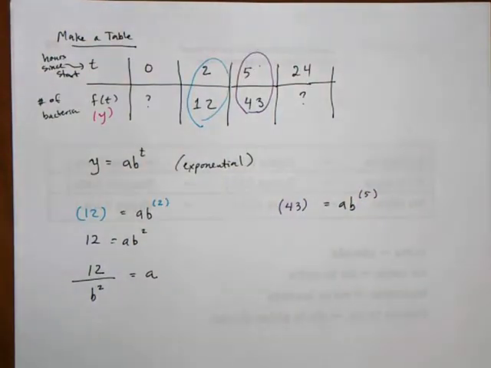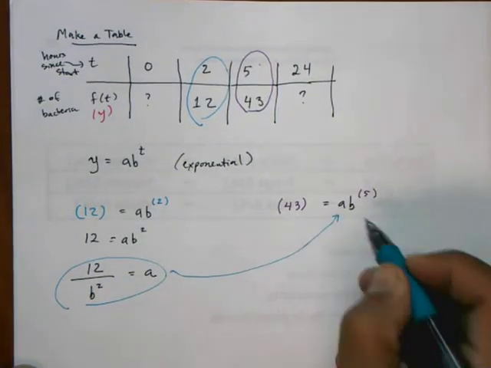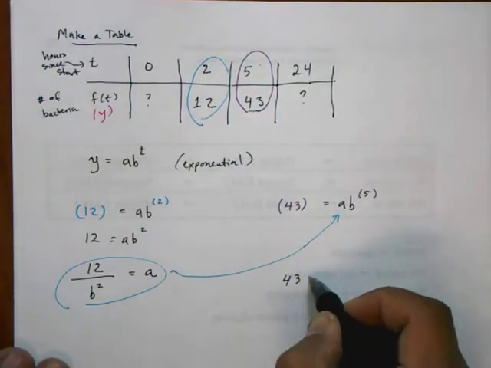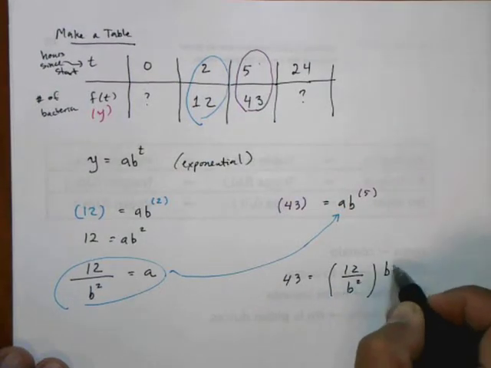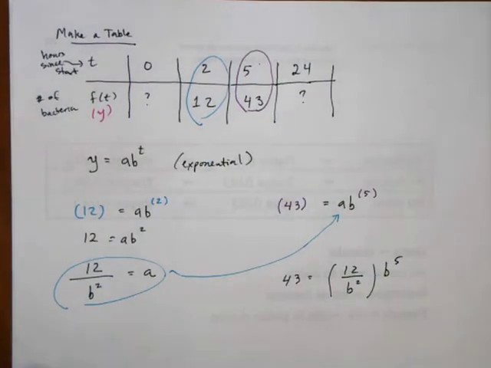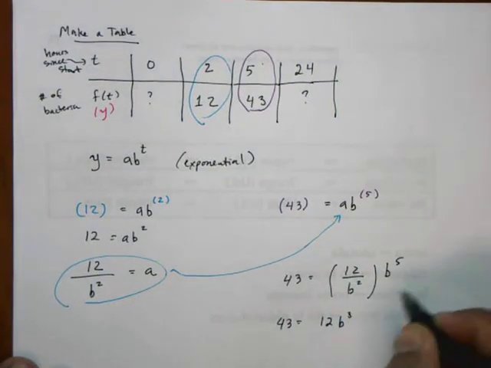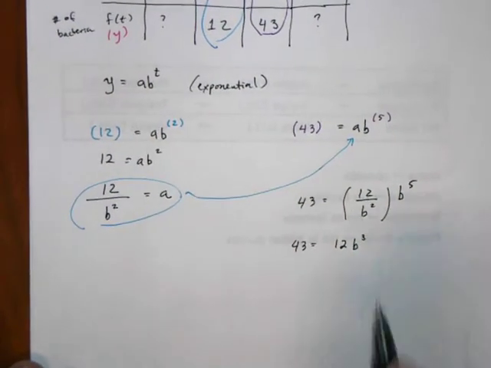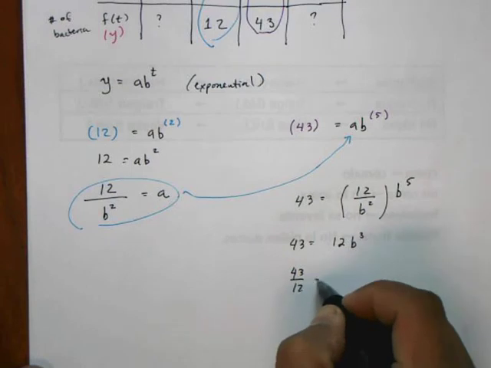But I know something better than this. I know the value for a, so I can take this and substitute it in here. You don't have to draw all these crazy arrows on your paper. I just want to illustrate that that's true. So I know that 43 equals 12 over b squared times b to the 5th. 43 equals 12 times b to the 3rd, because b to the 5th over b squared gives you b to the 3rd. And if I want to solve for b, divide both sides by 12.